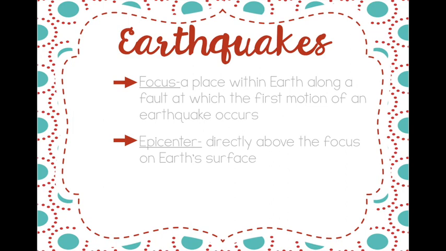The focus is a place within Earth along a fault at which the first motion of an earthquake occurs. So it's the place in Earth where the earthquake first occurs. The epicenter is directly above the focus on Earth's surface. So those are just kind of good things to know about the diagram of an earthquake.